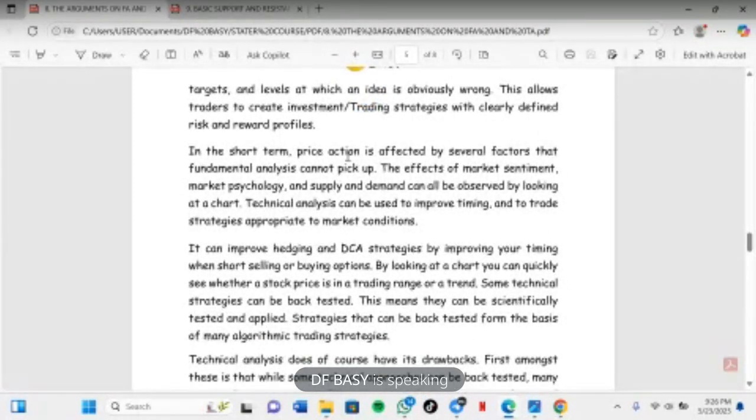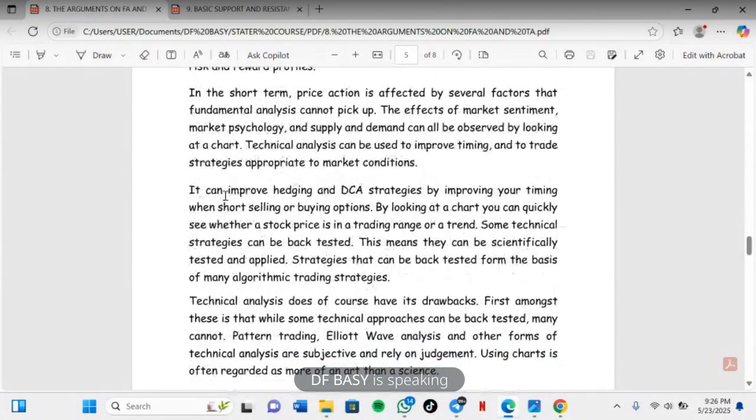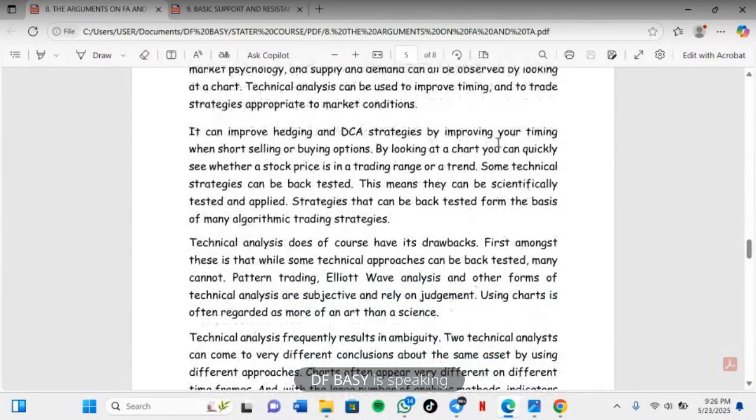In the short term, price action is affected by several factors that fundamental analysis cannot pick up. The effect of market sentiment, market psychology, and supply and demand can all be observed by looking at a chart. Technical analysis can be used to improve timing and to trade strategies appropriate to market conditions. It can improve hedging and DCA strategies by improving your timing when shorting or selling or buying options. By looking at the chart, you can quickly see whether a stock price is in a trading range or a trend, right?